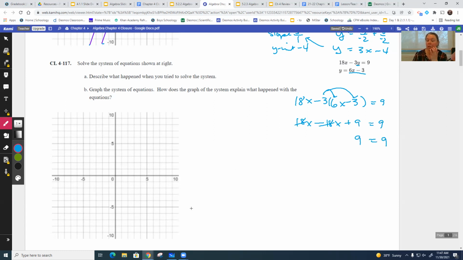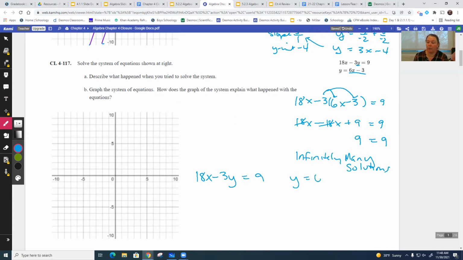When the variables cancel and you have a true statement left over, that means infinitely many solutions. So not all real numbers, because it's not any number, it's a lot of numbers, but we don't know what those numbers all are. It's infinitely many solutions. Okay, so now we want to graph these equations again.